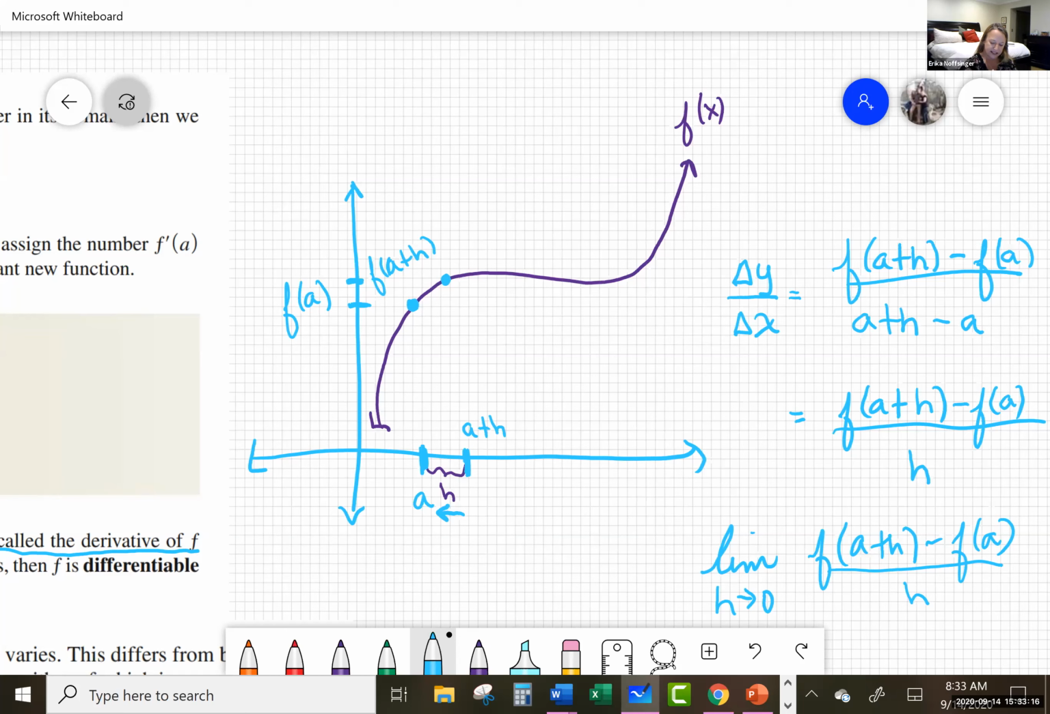And so again, right now, we would say this is the average rate of change. But as h is getting to 0 and 0 and 0, this is where we call it the instantaneous rate of change. And the instantaneous rate of change, we say, is that slope here of the tangent line.